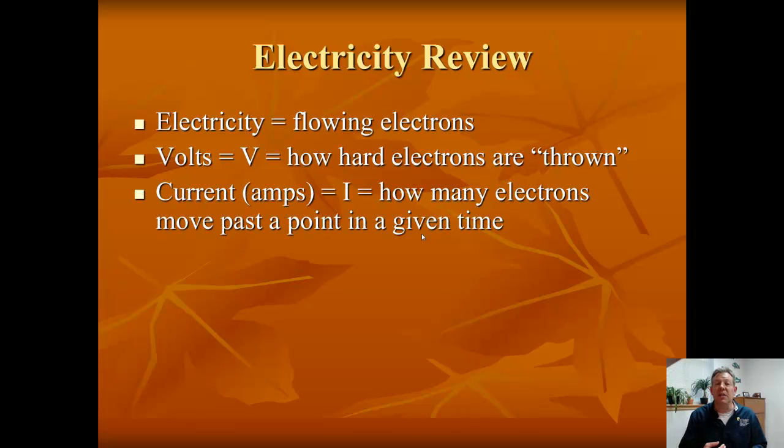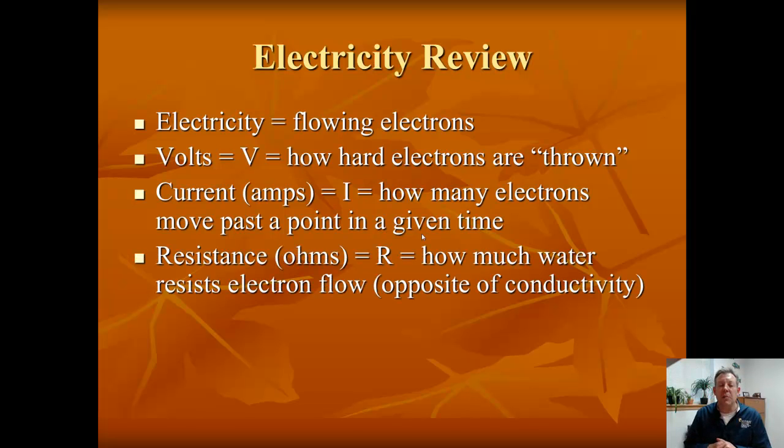Another concept is current, which is measured in amps. That is how many electrons move past a point in a given time. So it's the number of electrons. And so it's both voltage and current that influence how well your electrofisher works. Voltage is symbolized by V. Current is symbolized by I. So it's how many electrons and how hard they're moving. All right.